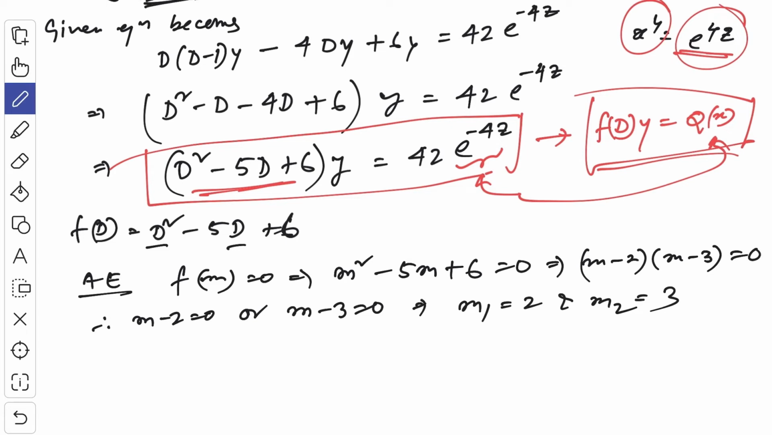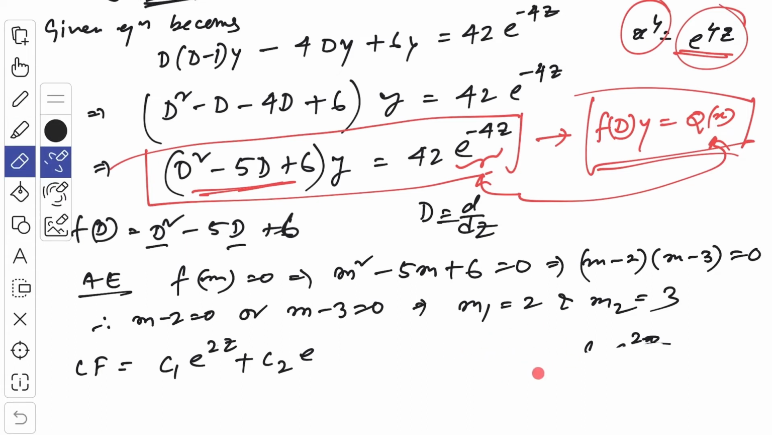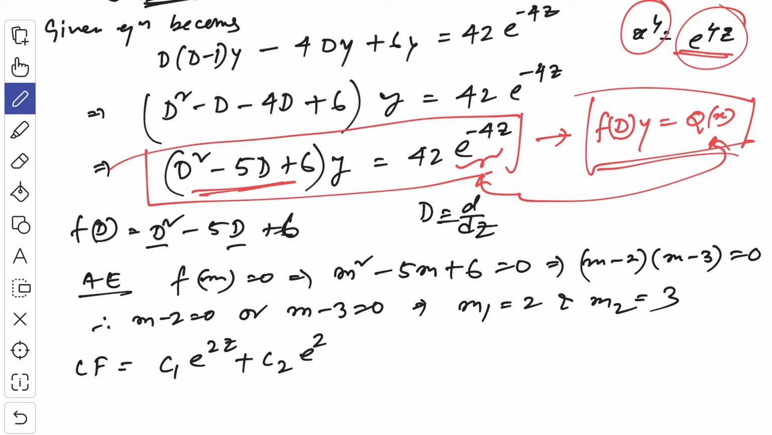For real and distinct roots, we have already discussed how to find the CF. The CF in this case will be C1 e to the power m1 x. Here m1 is 2, so we get 2x, plus C2 e to the power, instead of x, what are we going to write here? In this case capital D represents d by dz, not x. That's why instead of x we will take z. If D represents d by dx, then in the CF C1 e to the power 2x should be written, otherwise it is z. Hope it is clear. So that's how, with 3z for m2, this is our CF.